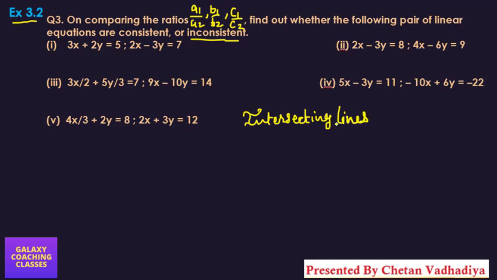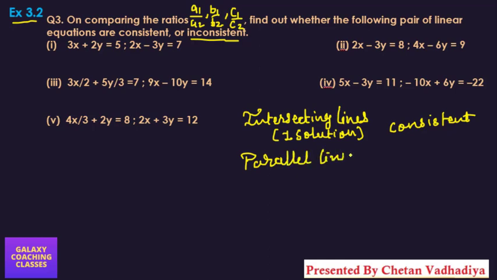When you are having intersecting lines, you will get one solution, right? One solution means you are getting a solution. When you are getting any solution, that is called a consistent pair of linear equations. In the second case, in parallel lines, you are not getting any solution. So at that time, no solution, so that will be inconsistent.